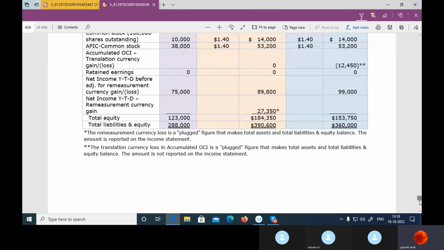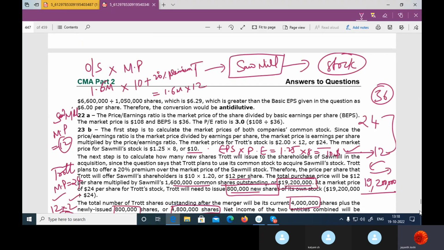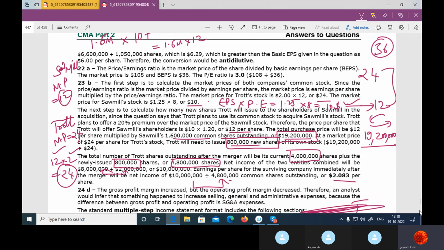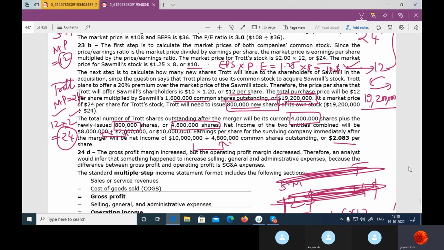So in this kind of problems, what is the first basic calculation we should go for? Market price. That is not there, no? Without getting the market price, you cannot find out the value of the sawmill company. Once you get the value of the sawmill company, you understand how many shares you have to give to buy them. Now you get the outstanding shares. When you have outstanding shares and your income, you can find out the EPS.